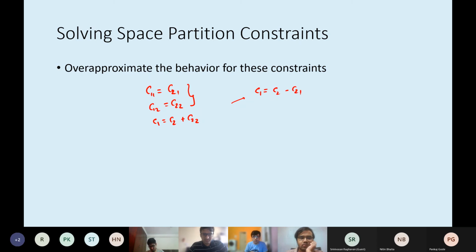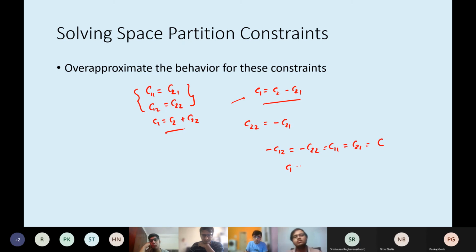Now we could use any Gaussian solver to solve these constraints, but if we look carefully, then these two equations imply that C22 equal to minus C21, and these equations collectively imply that minus C12 equal to minus C22, C11 equal to C21, and let's say it is some constant C. And we rewrite the second equation in terms of C.